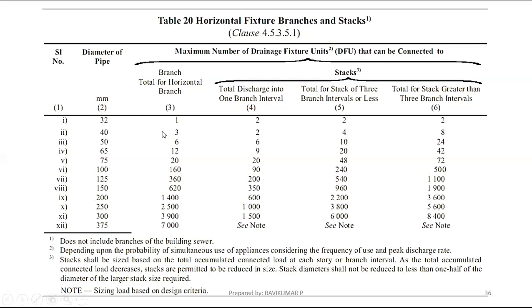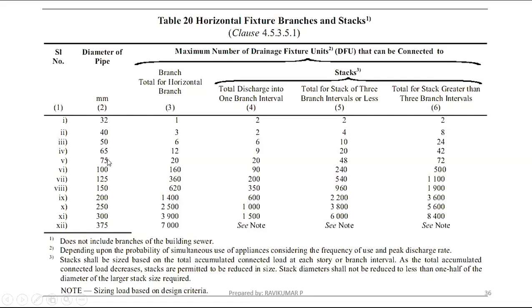So like that is the 40 mm. For the 40 mm horizontal, you can connect three fixture units. If you are going vertical pipe with a single branch interval, up to three branch intervals, two or three or less they have provided. More than three, you have to take 8. For 50 mm, horizontal branch 6. For the single branch interval vertical, 6. And more than single, less than 3, it means 10. If you are connecting greater than 3 branches, 24 fixture units can be connected.